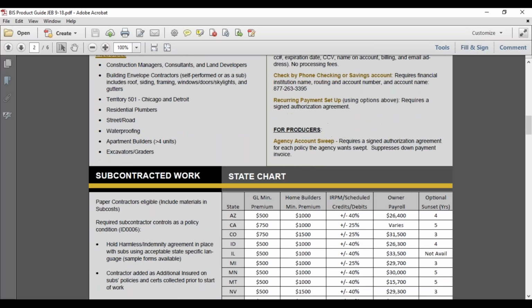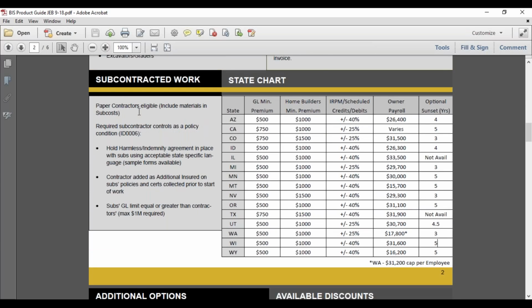Okay. The other thing that we do like are paper contractors. We will take paper contractors, but we do have strict requirements for the subcontracts. The form ID 0006, a proprietary form, refers to it. And we do have hold harmless indemnity agreements that we require to be in place.